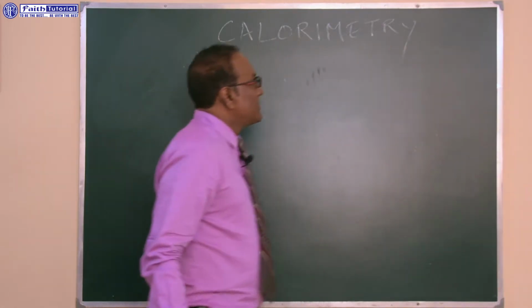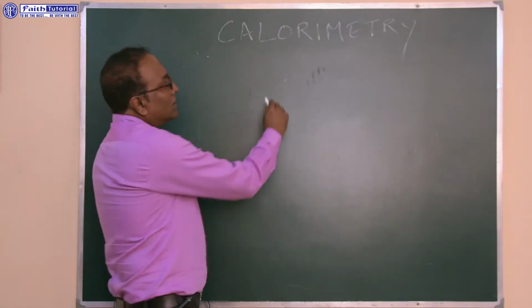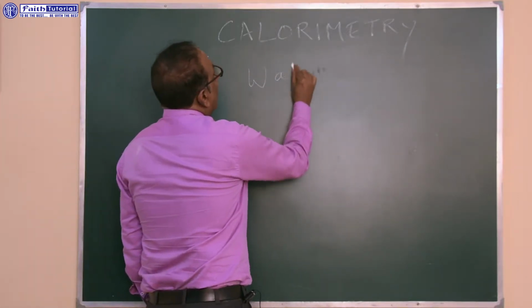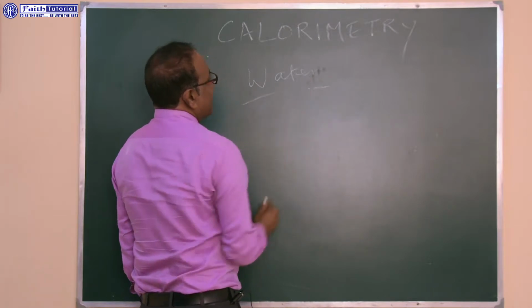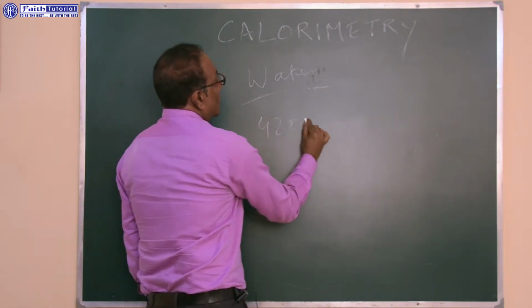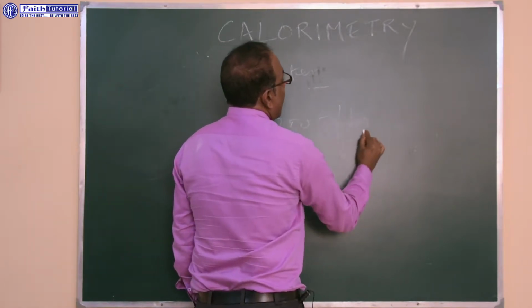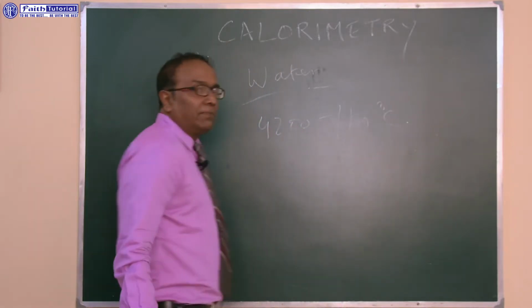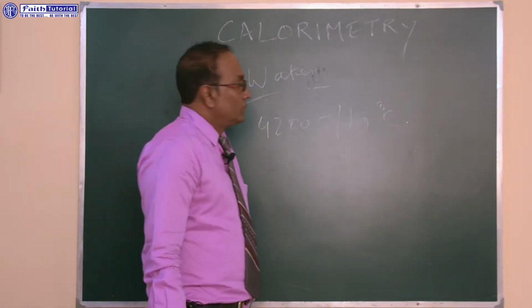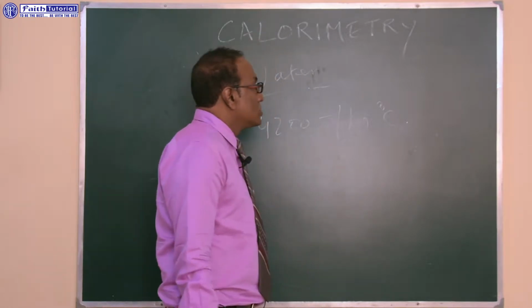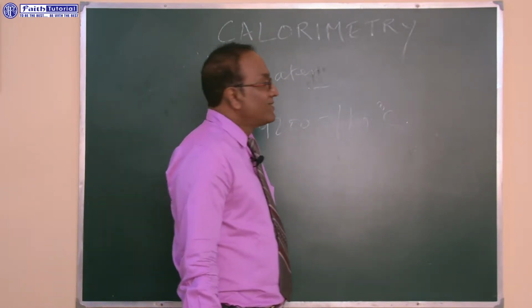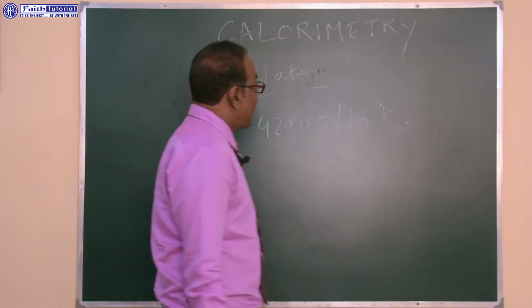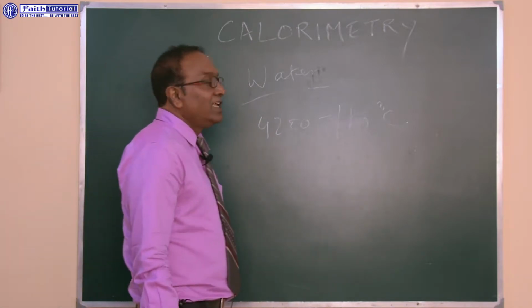Water has one of the highest specific heat capacities on Earth. Water's specific heat capacity is 4,200 joules per kg per degree centigrade. That means 1 kg of water absorbs 4,200 joules of energy for every 1 degree rise in temperature. That is a very high specific heat capacity, and this has many uses.